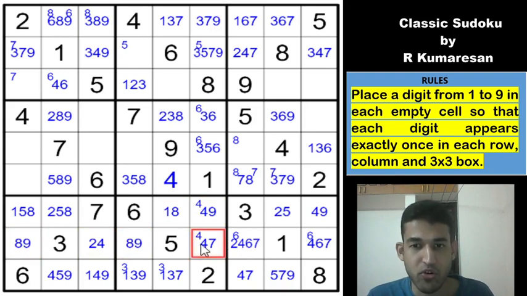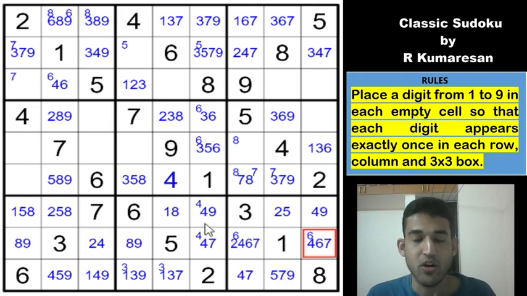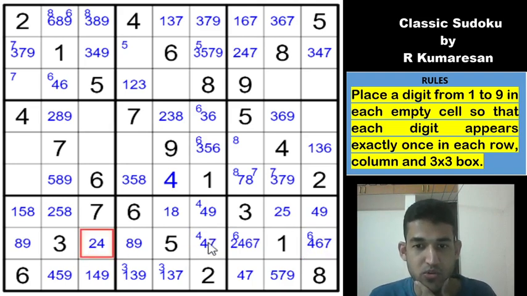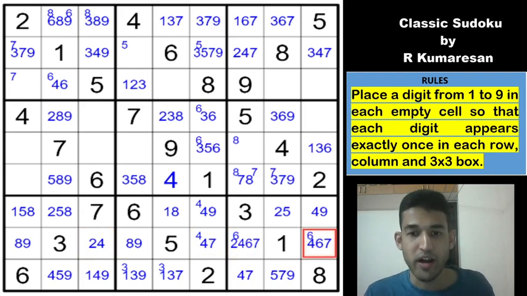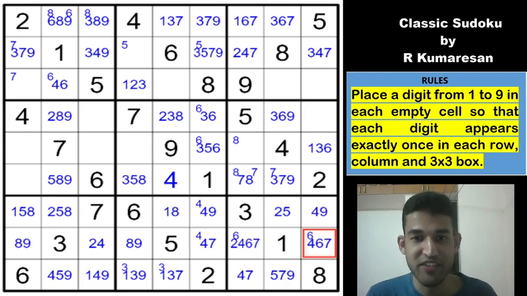If this is a 4, this becomes 2. These cells will be 6 7 4 9 9. Oh yes, wait, let me see this again. 4 2 6 7 4 9 4. Oh, amazing guys. A really tough deduction here, a very tough deduction. I'll show you this.